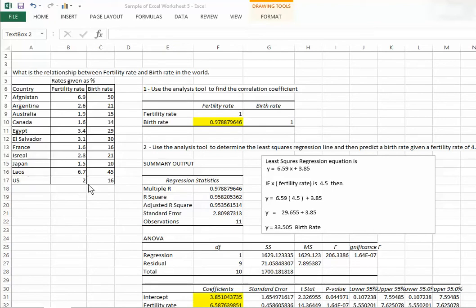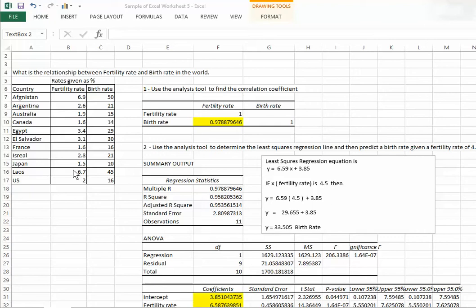We want to look at a relationship between fertility rates and birth rates in the world. And so I've collected up a sample. This is a hypothetical sample, but I have fertility rates in the sample and I have the corresponding birth rates that go with it. So the first thing I want to do is find out whether there's a relationship between these two at all. In other words, is there a correlation?